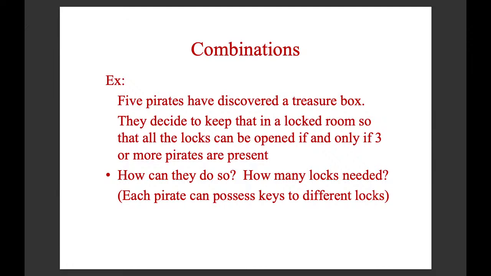Okay, then in that case, we can check that any one single pirate cannot open the door because they have just two keys. They must be missing keys to some of the locks. So one pirate cannot open, but any two pirates will be able to open it, because the second one will have a key that is required by the first one that he doesn't have. So when we have three pirates, we will need three locks, and each one possesses two keys to two different locks.